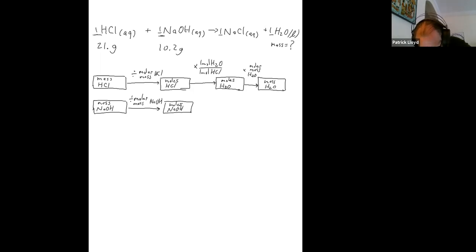Then I multiply by the relationship between the substance we want, so 1 mole of H2O, divided by the substance we're given. And that will give us the moles of the product. We want the product in this case. And then multiply by the molar mass of the product. And that will give you the mass of the product.